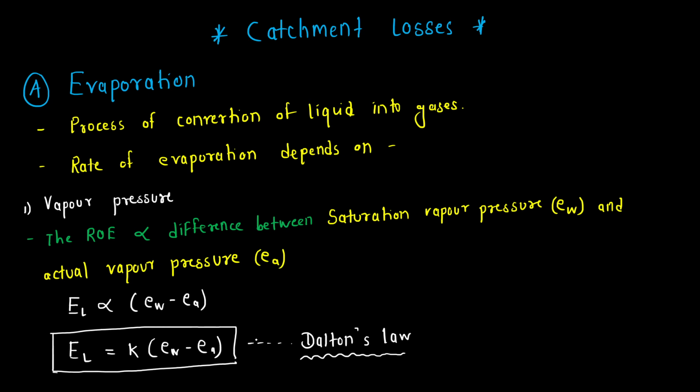to Dalton's law, the rate of evaporation is proportional to saturation vapor pressure, it is proportional to actual vapor pressure, or it is proportional to the difference between saturation vapor pressure and actual vapor pressure. So this you should know. Okay, so this is the first factor on which the rate of evaporation depends: vapor pressure.